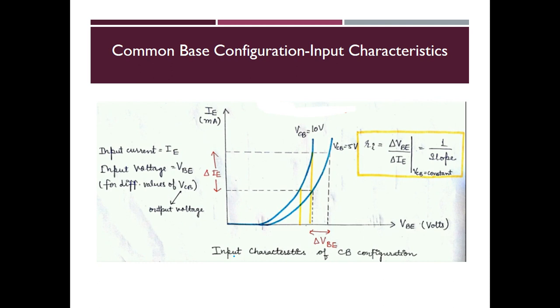And this is the input characteristics curve of the common base configuration. The input current is IE, which is taken along the y-axis. The input junction voltage is VEB, which is taken along the x-axis.